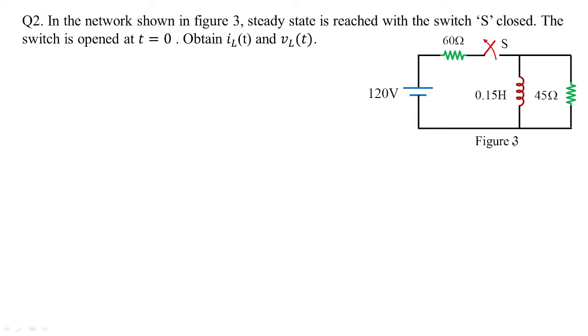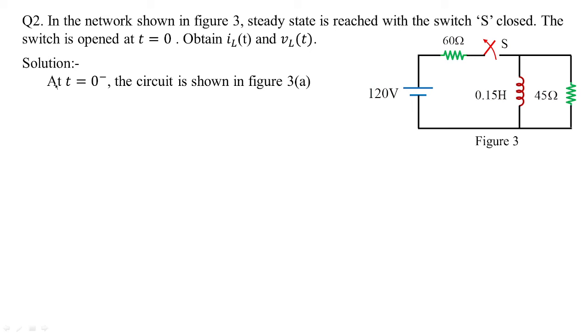In figure 3, the network is shown. The steady state condition is reached when the switch is closed. Means the switch was initially closed, and after t equal to 0, the switch is open. With this, we need to find the current flowing in the inductor as well as the voltage developed in the inductor. So how do we solve this problem? Go with the basics.